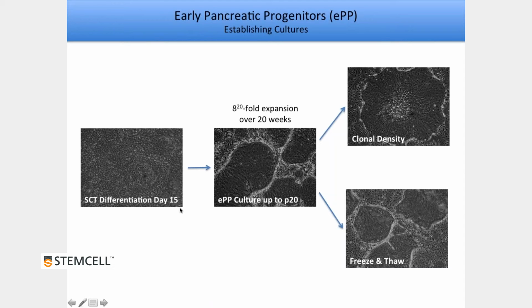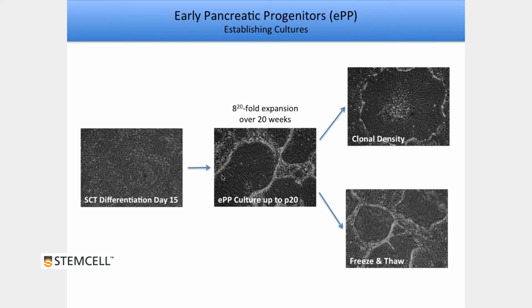So how did I establish these cultures? Well, first and foremost, I take the STEMCELL Technologies differentiation day 15 cells. I then passage these as single cells and plate them on a layer of 3T3 feeder cells. Over the course of about a year, I tried many different combinations of signaling factors and ultimately came up with a system that both drives the expansion of these pancreatic progenitors and also blocks their further differentiation.